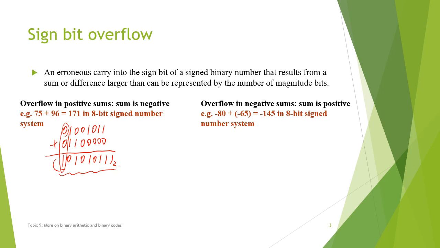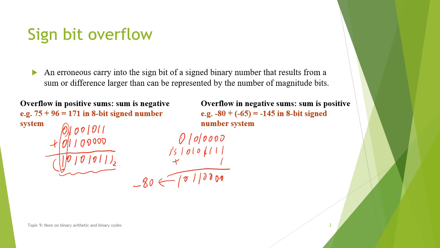Similarly, if we do a subtraction, like negative 80 plus negative 65. If you remember how we do this, we write both negative numbers in 2's complement form, right? For 80, we get 64 plus 16. Put a 0 here. Take the 1's complement: 10101111, plus 1. We get 10110000. So this number is representing negative 80.